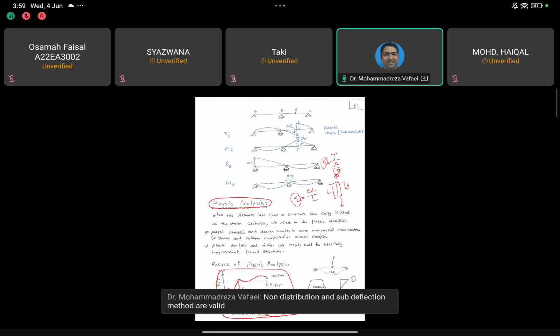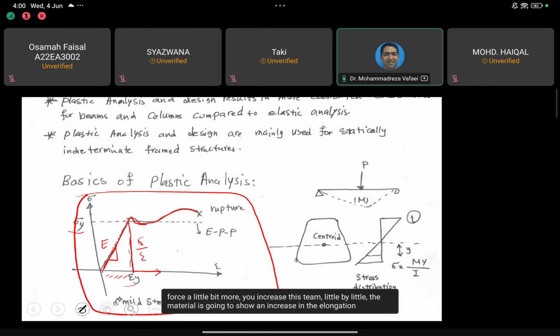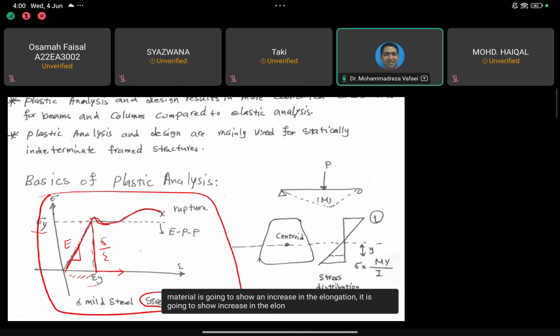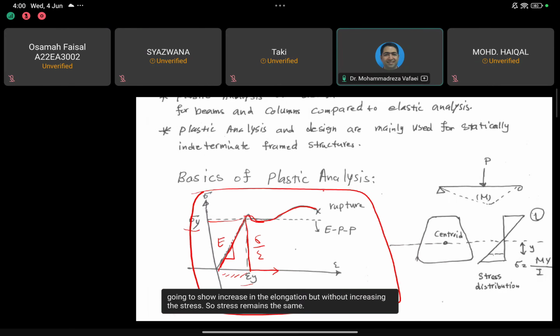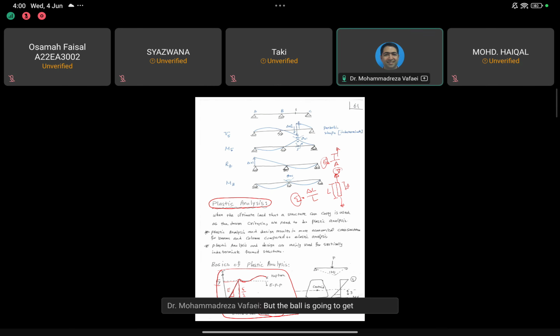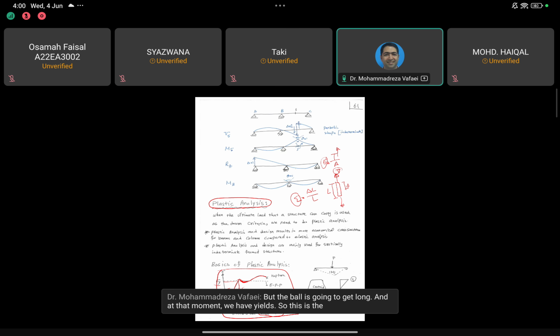and all those moment distribution and slope deflection methods are valid until this stage. However, if you increase the force a little bit more, you increase this T, little by little, the material is going to show an increase in the elongation, but without an increase in the stress. So stress remains the same, but the bar is going to get long. And at that moment, we have yield. So this is the yielding stage.